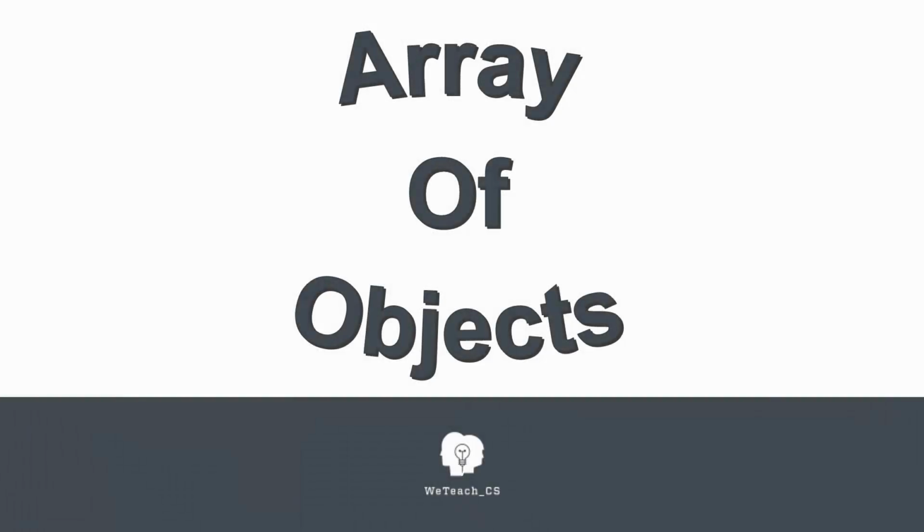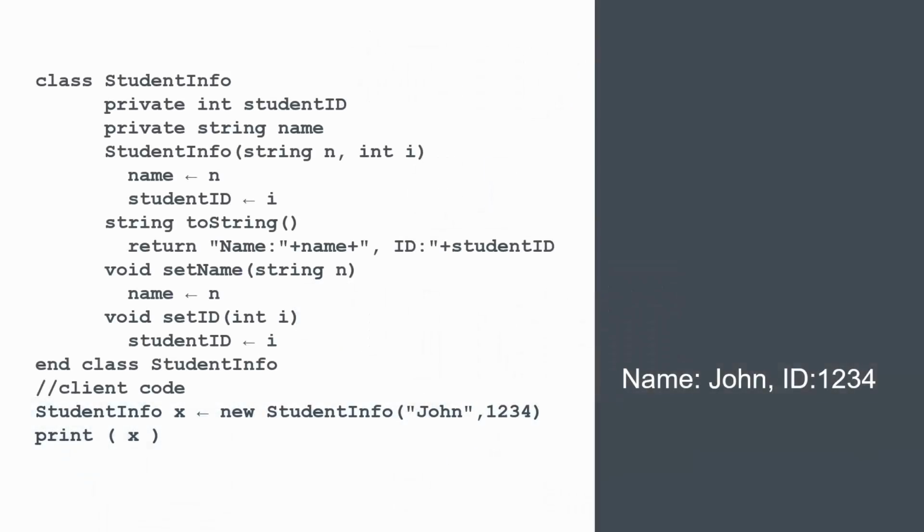Now that we've seen how a class design is created with a little bit of object-oriented flavors to it, let's look at an array of these objects. In the last video, we talked about this class and developed it to a certain extent.